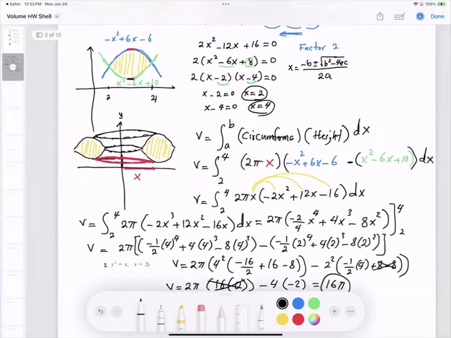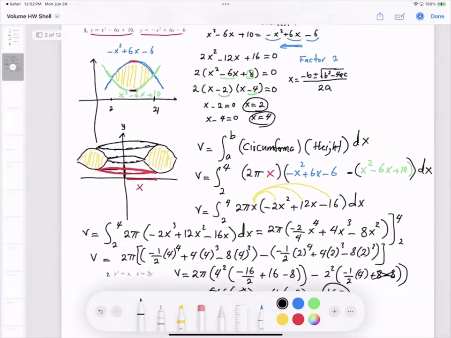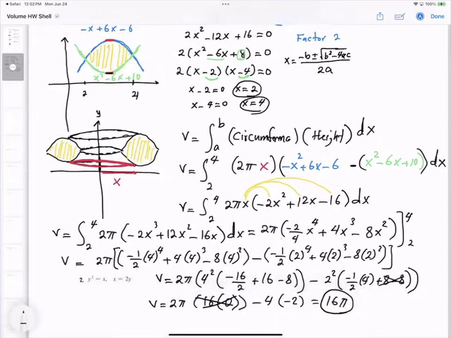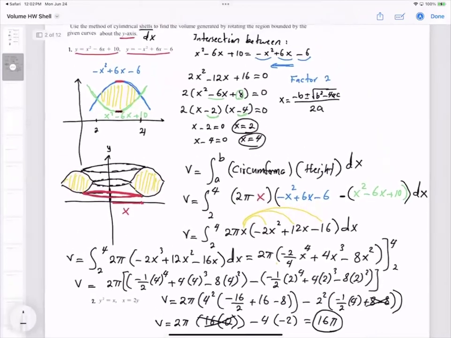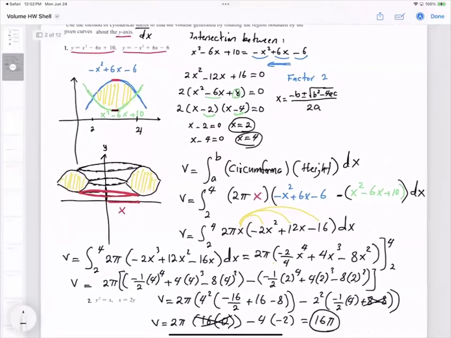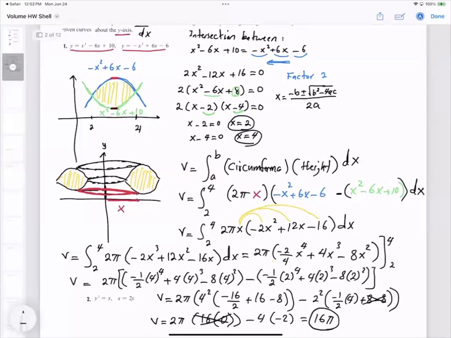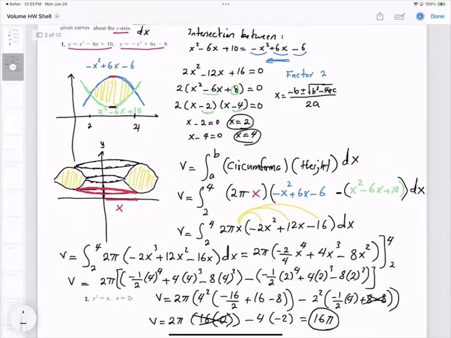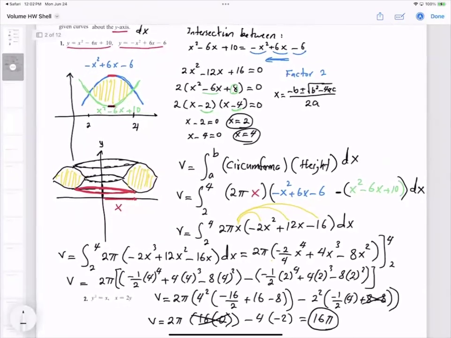Let me make it a little bit smaller for you so you see what's going on. Okay. So these are the steps with all the algebra for you guys.